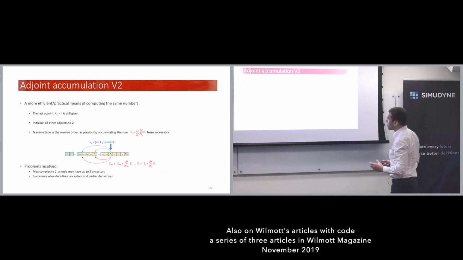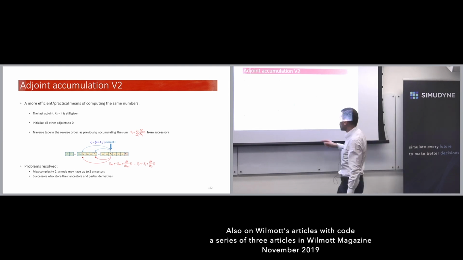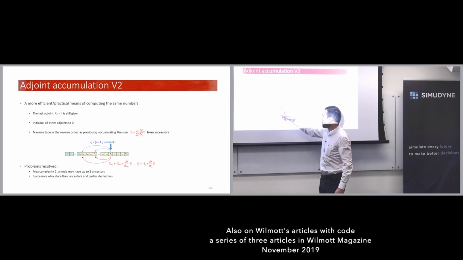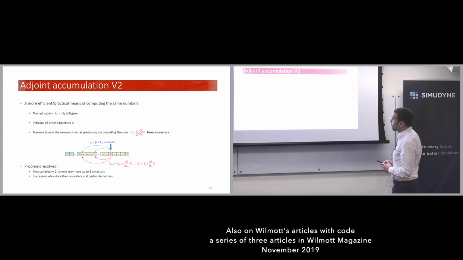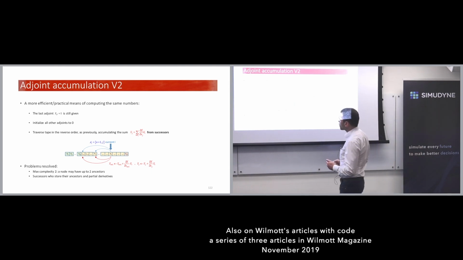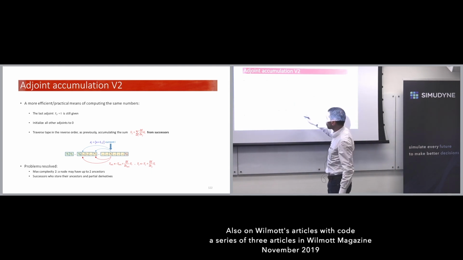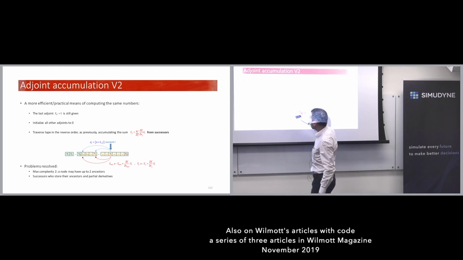differently. A more efficient practical means of computing the exact same numbers is to accumulate them from the successors and not from the ancestors. That's it. So it's the same thing. The last adjoint is still xn equal 1. We initialize all the other adjoints to 0. Right?